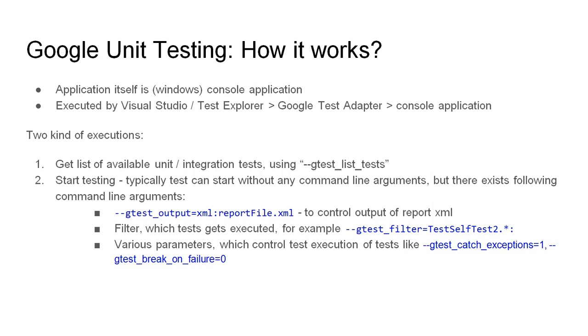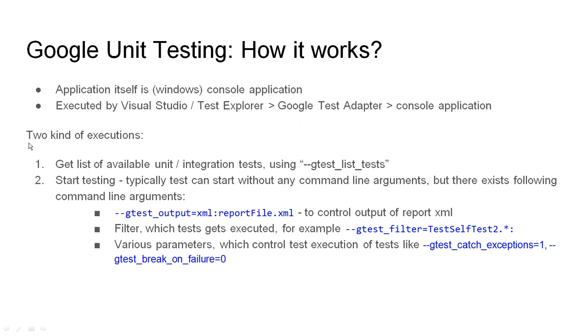So basically, how Google unit testing actually works. The application itself is a console application, and it's executed by Visual Studio from Test Explorer, using the Google Test Adapter as a Visual Studio extension, and that in turn launches the console application, launching and monitoring its output.